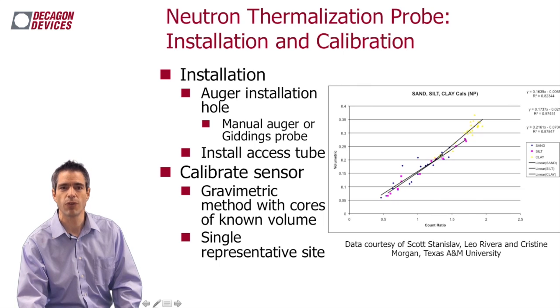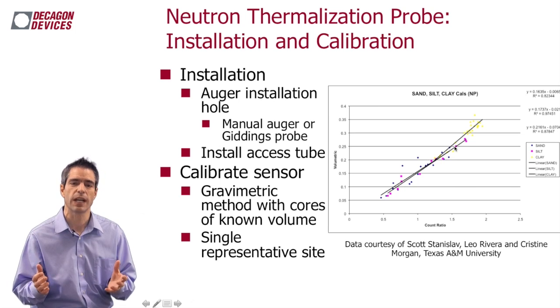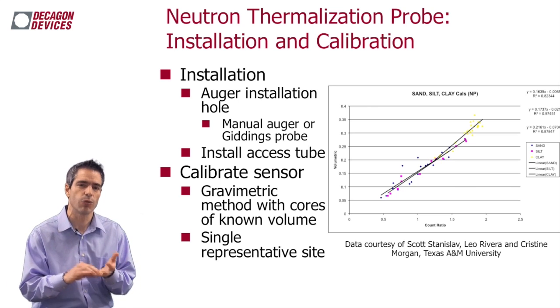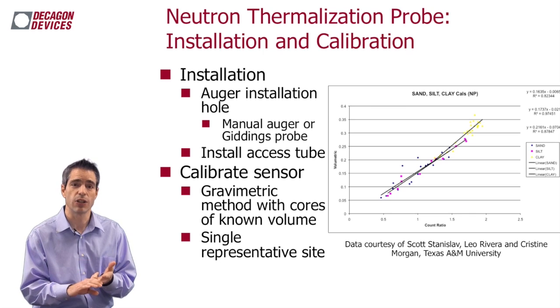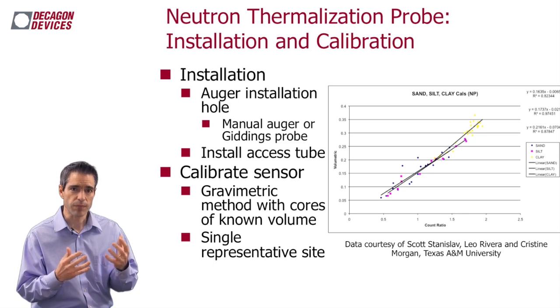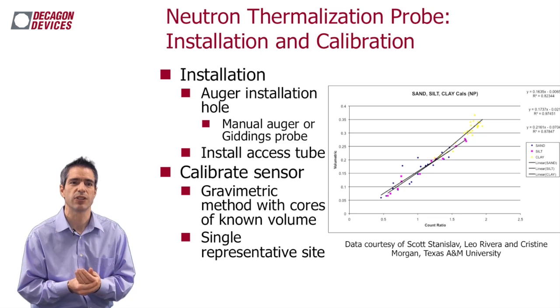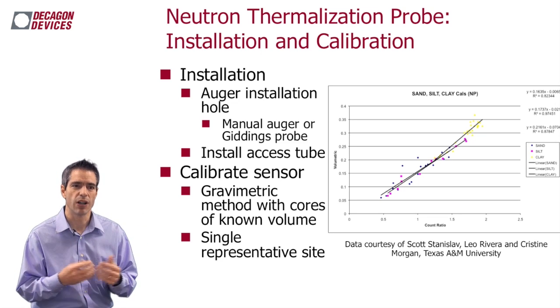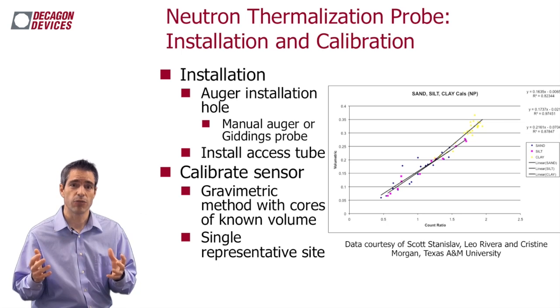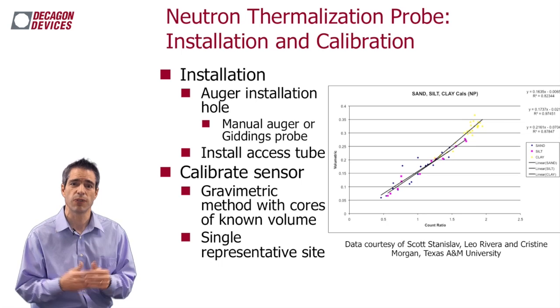Now you notice that although very similar in this calibration, all the soils are not the same in terms of their calibrations. So they had to make some soil-specific calibrations for their sand and silt, which were fairly similar, and then their clay, which was different from the sand and silt. But they were able to relate the count of those thermalized neutrons there on the x-axis to their volumetric water content on the y-axis. Now you have to remember that as you do this, you can make site-specific calibrations.